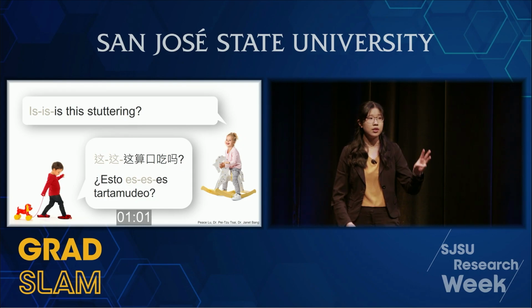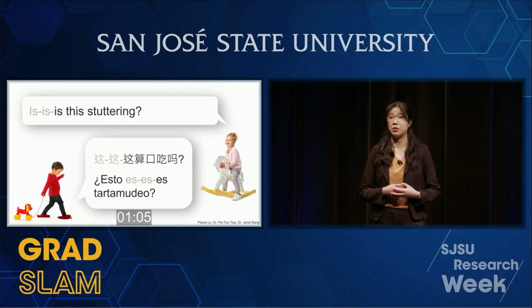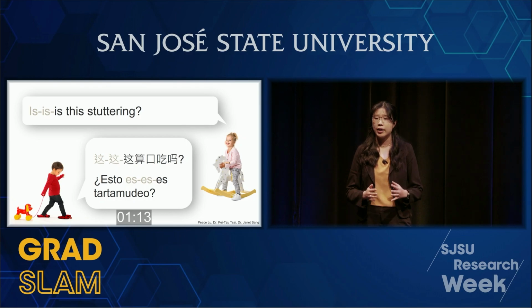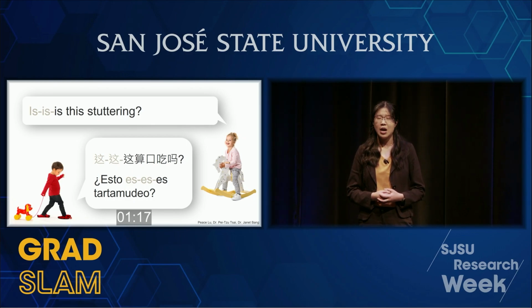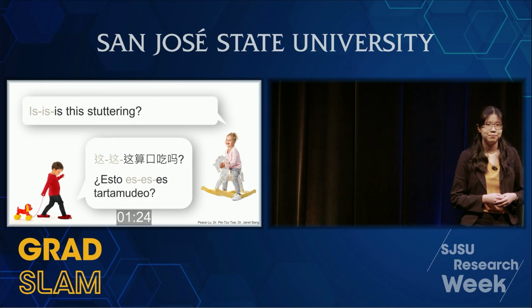Clinicians traditionally use the 3% rule. If more than 3% of speech is considered bumpy, then a diagnosis of stuttering is usually given. However, this rule was created from data taken from monolingual children who only speak one language. Does this rule then hold up for bilingual children? That's what my research focused on.